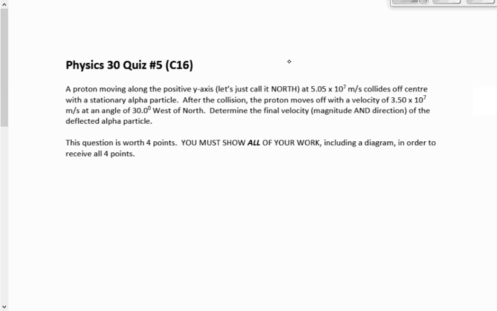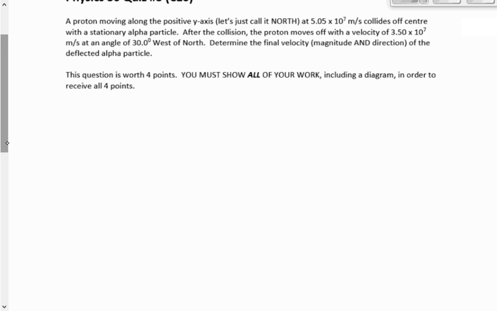First thing we do, draw a picture. When we see a north, a west, and a north in the same question, we know this is going to be an x and y component problem, right? Draw a picture so that we can get those x and y components here.